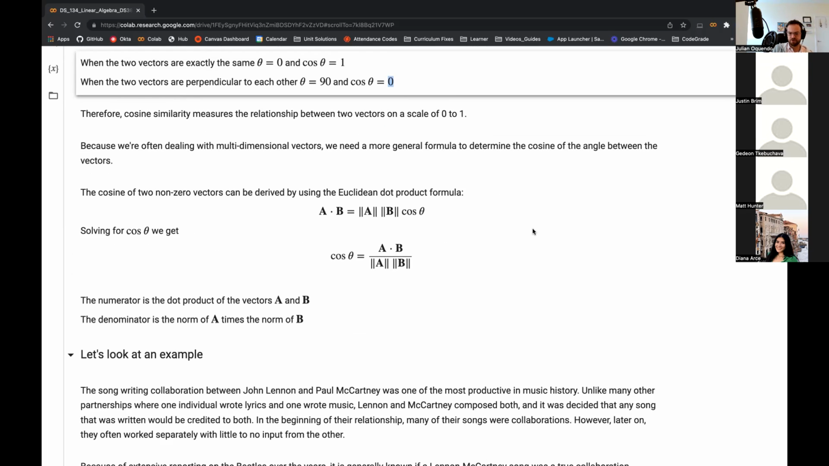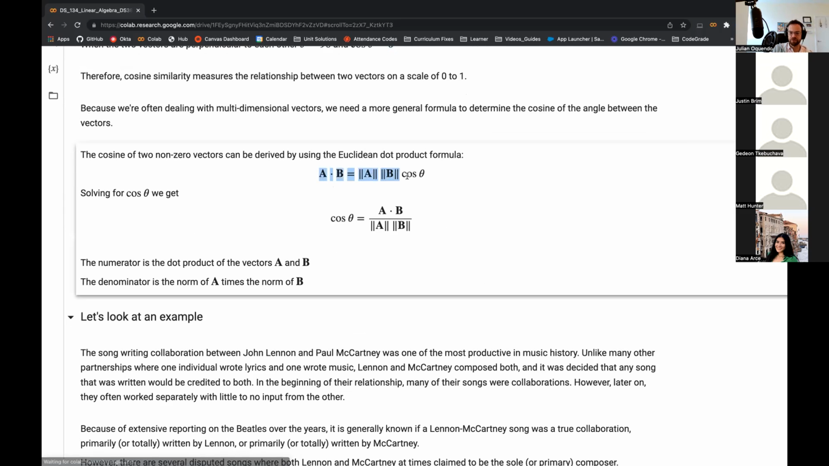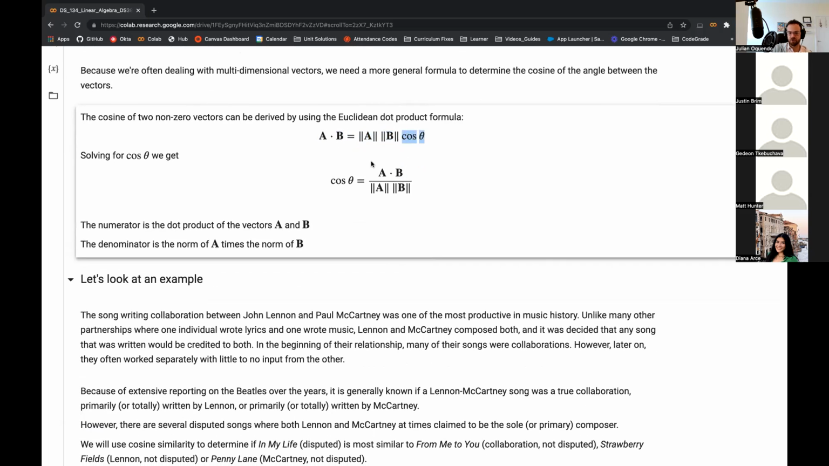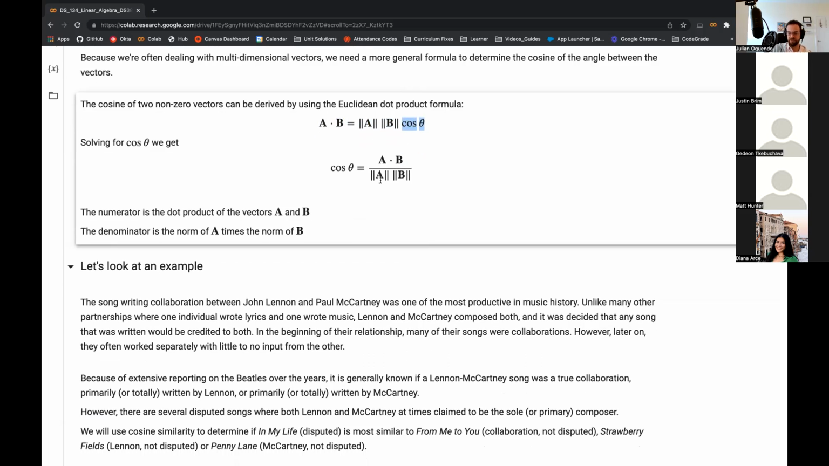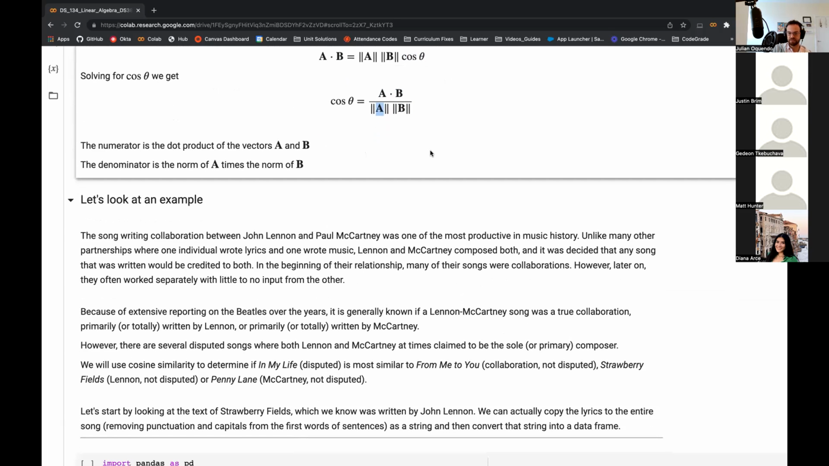And when you're working with non-zero vectors, you can essentially use the dot product formula that we've seen used before, where the dot product of your A and B matrix is going to be equal to the magnitude of A and B times the cosine of your angle. So to solve for your cosine value, you've got the dot product of A and B divided by the length, or the norm, of your A and B vectors in this scenario.